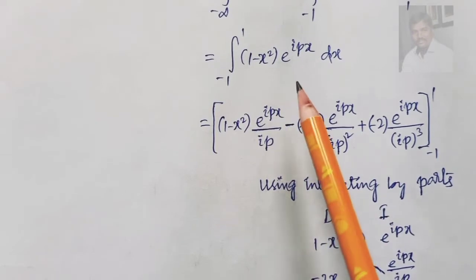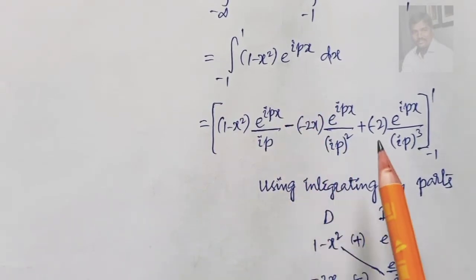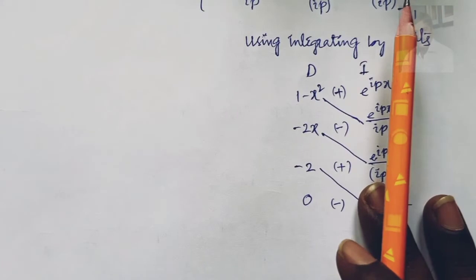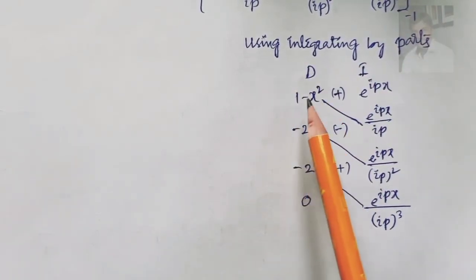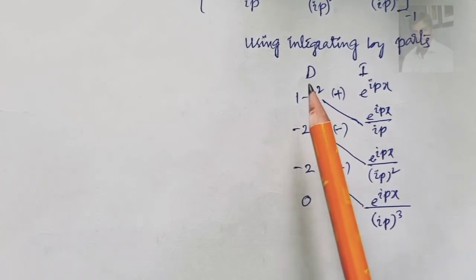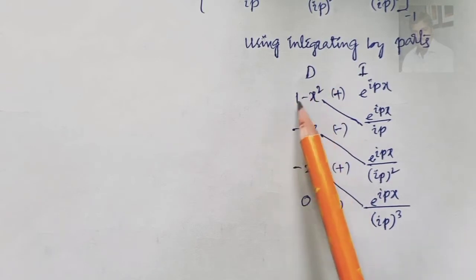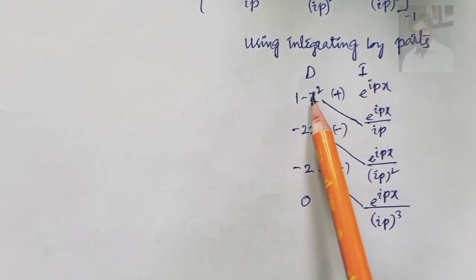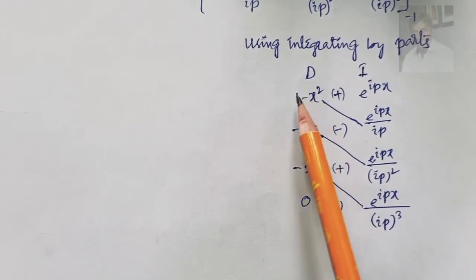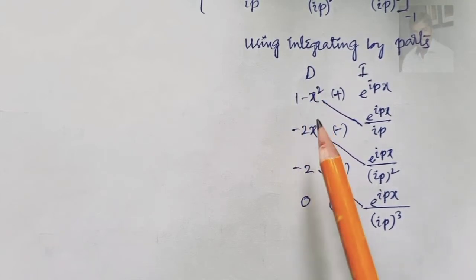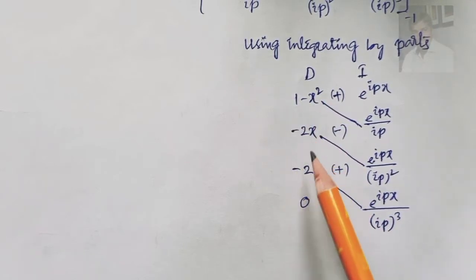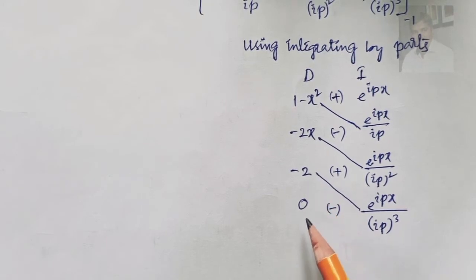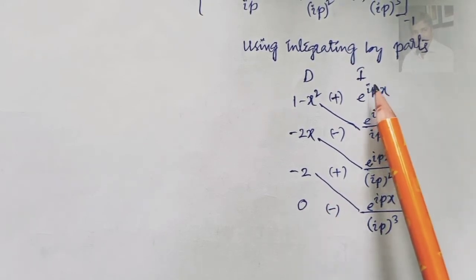Now we do integration by parts, using a shortcut. Whenever u is in algebraic form like x square, x cube, 1 minus x square, 2 minus x square, or 2 minus x cube, we follow this shortcut. First we keep differentiating u, that is 1 minus x square, the algebraic function, until it gets 0. So the derivative of 1 minus x square is minus 2x, the derivative of this is minus 2, and the derivative of a constant, as you know, is 0. And now keep integrating v.